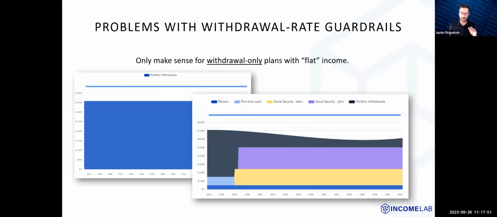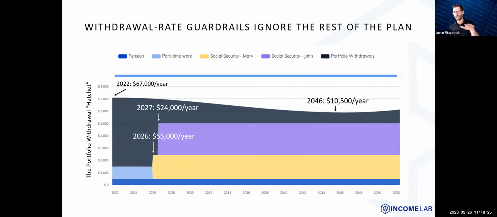So just to make that first point again, one problem with withdrawal rate guardrails is they only make sense for withdrawal only plans with flat income. But if you have a plan like this, where you've got some part-time work, Social Security being delayed, and so on, the withdrawals themselves could look like this dark blue, which Derek and I have called the retirement distribution hatchet. So you can see kind of the blade of the hatchet and then the handle. And when your plan is to take withdrawals in a lumpy way, first higher, then lower again, finally changing over time, it's going to be almost impossible to apply withdrawal rate guardrails.